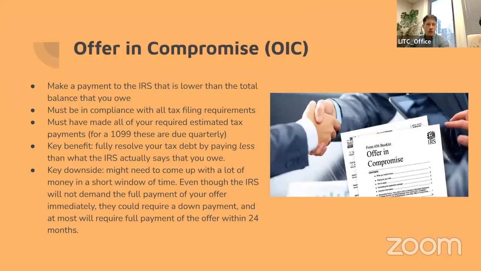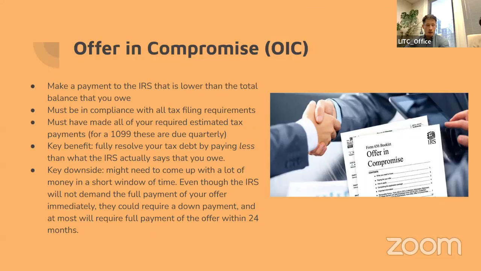Next is the offer in compromise, and this essentially allows you to pay less than the debt that you owe to the IRS. So on its face, it's a very, very popular option for a lot of people. However, there are a few caveats. First, you have to be in tax filing compliance. So if you're a 1099 employee, that does mean making your quarterly estimates going forward.